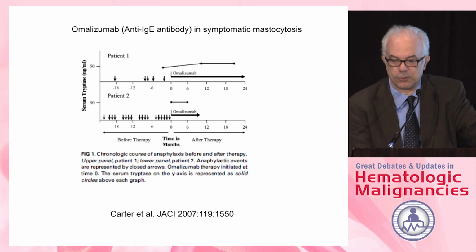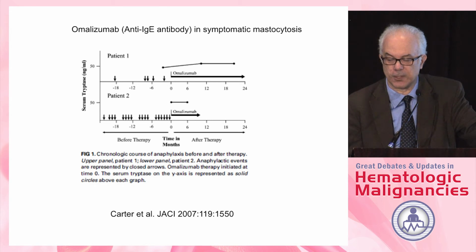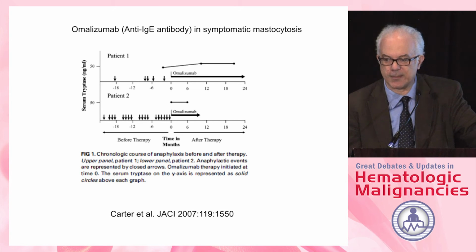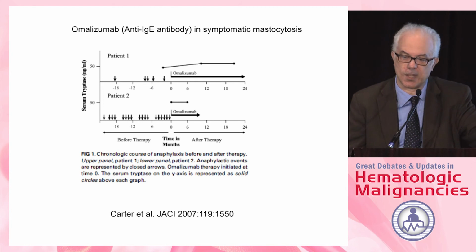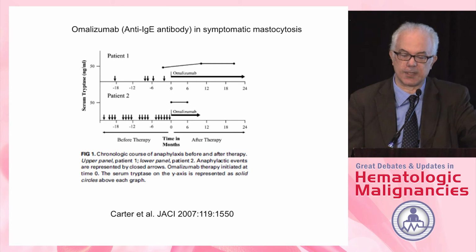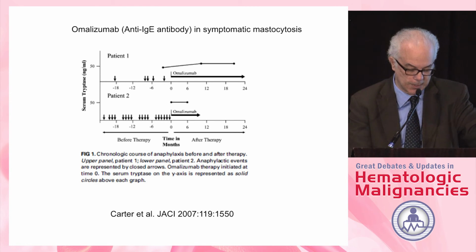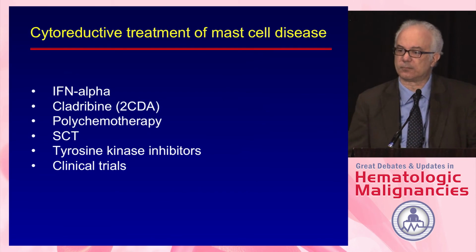And here are two patients who have been experiencing recurrent anaphylaxis. And when omalizumab was started for their asthma, those anaphylactic episodes also stopped. And we don't know why it works in mastocytosis because it's not an IgE-mediated disease, but it does.